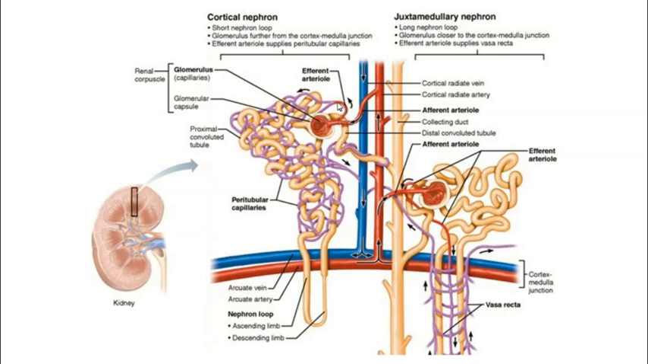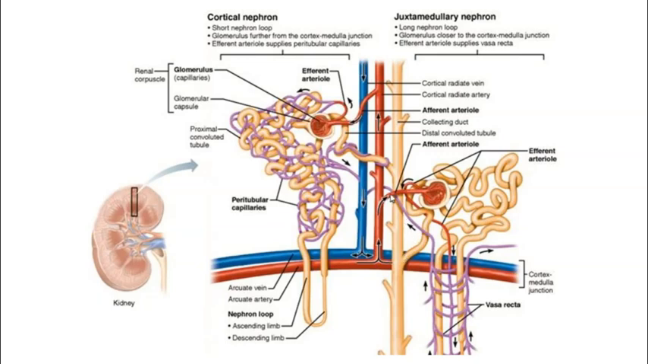efferent arteriole, and then the efferent arteriole very quickly becomes, in cortical nephrons, the peritubular capillaries that are in close association with mostly the proximal convoluted tubule and a little bit of the distal convoluted tubule as well. So the peritubular capillaries are surrounding the proximal and distal convoluted tubules of those cortical nephrons. And eventually those peritubular capillaries drain into the cortical radiate veins and leave the renal cortex there.